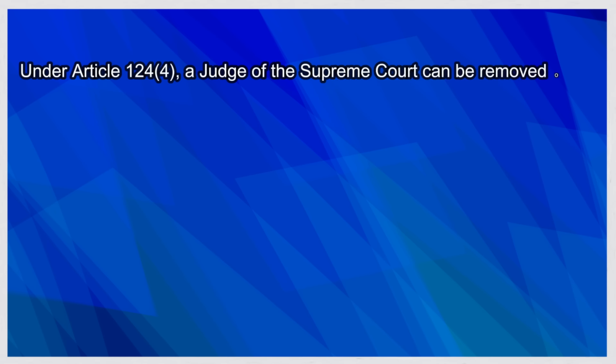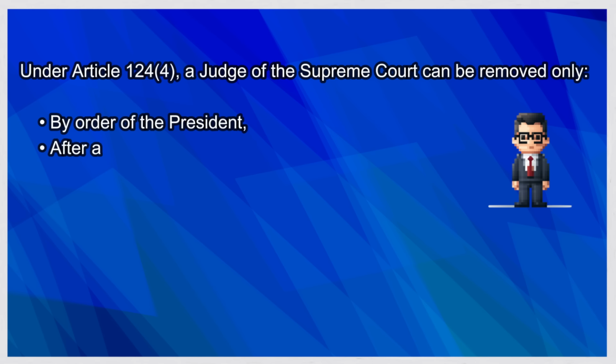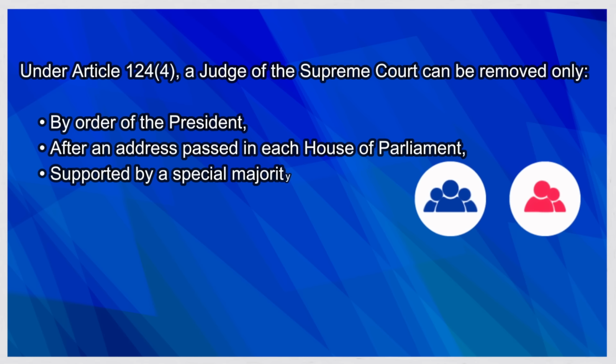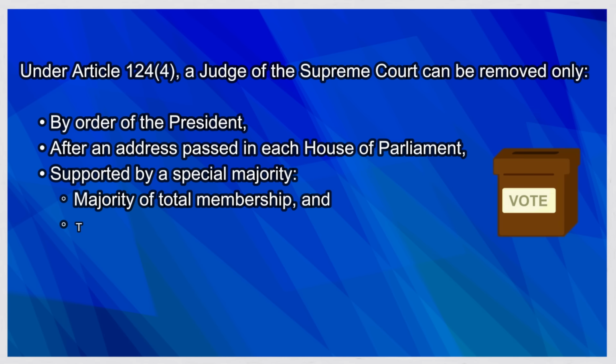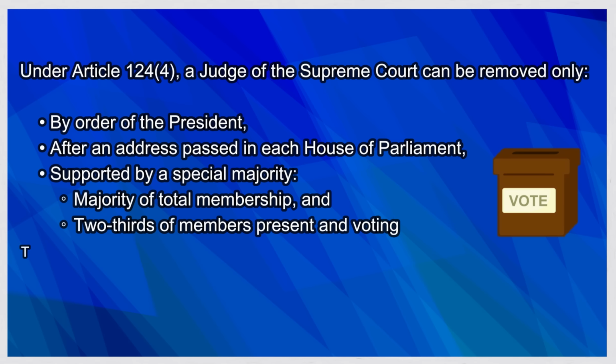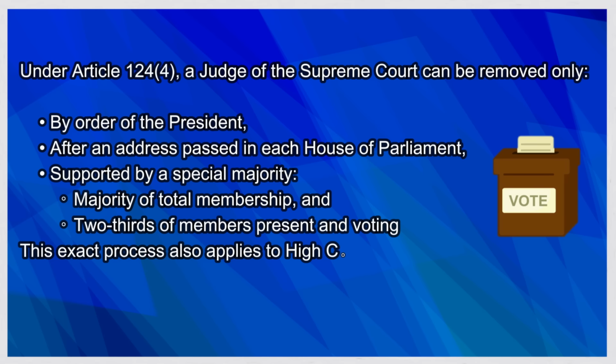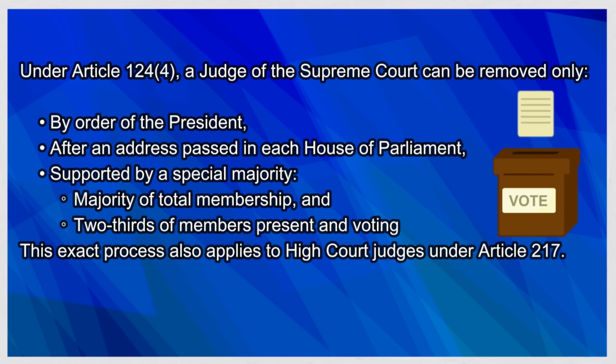Under Article 124(4), a judge of the Supreme Court can be removed only by order of the President after an address passed in each House of Parliament, which has to be supported by a special majority. And when we say majority, it means 2/3 of members present and voting. The same process applies to High Court judges under Article 217.